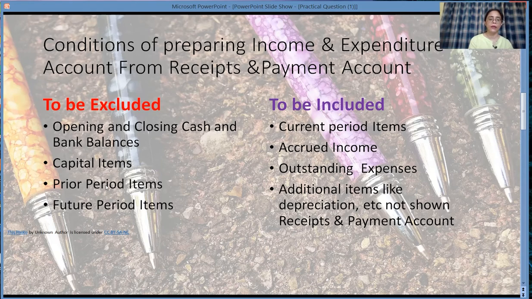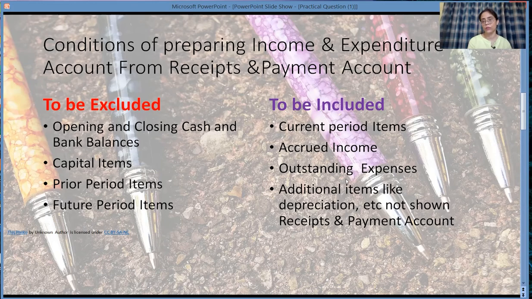Any income or payment from prior periods, that is previous periods, should be excluded, and also any expenditure or receipt which relates to future years. What it means in short is that only revenue items are to be included, and only information relating to the current period is to be included. As for current period items, accrued income, that is anything receivable, is to be added, and outstanding expenses are to be added.